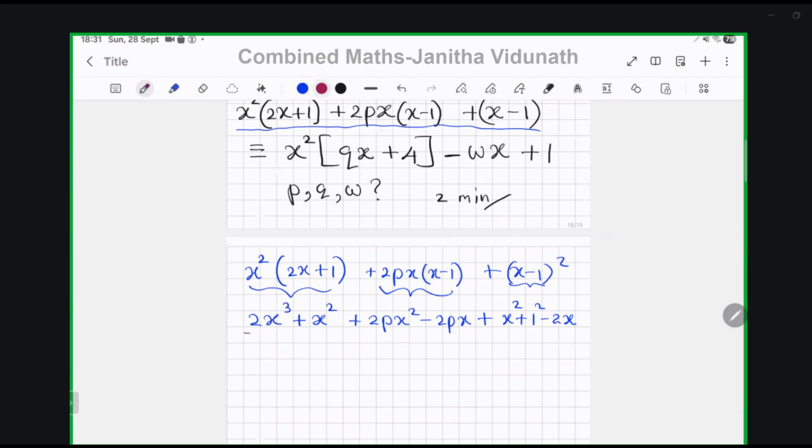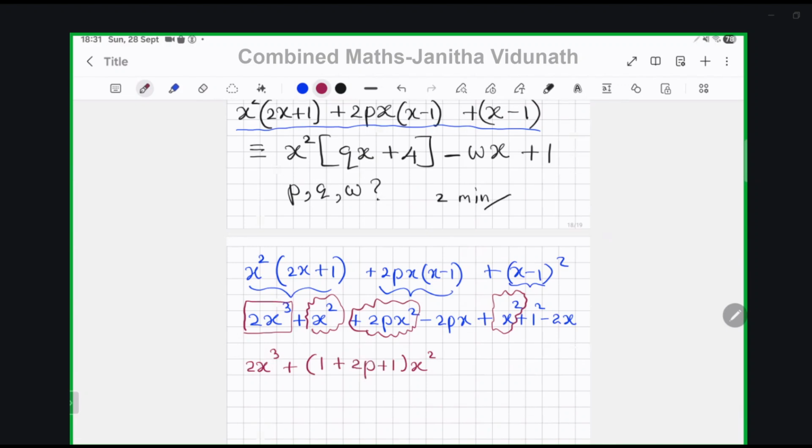Here we have an x cube term. There is no further x cube term. That means the final x cube term is 2 times x cube. Then here we have an x square term. Here also we have an x square term. And here also we have an x square term. Then to get the final x square term, we need to add up those x square terms. That means for the x square term, we have plus 1 plus 2p plus 1.